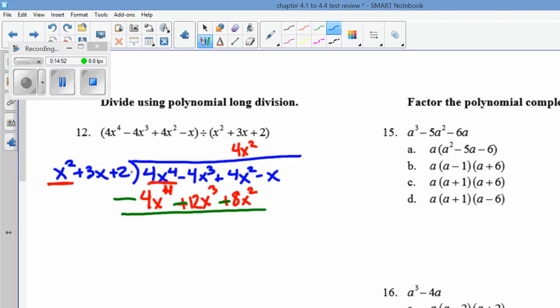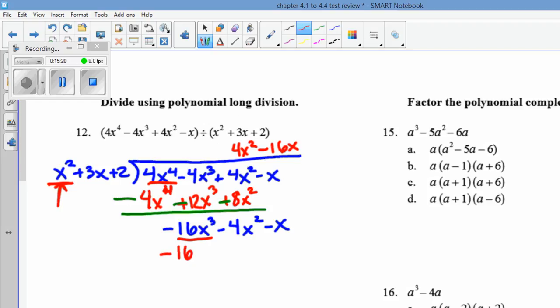Those cancel, that was the point. This is negative 16x cubed minus 4x squared minus x. So now what you're looking at is this again. You're always looking at that in this first one. What can we multiply with the x squared to make negative 16x cubed? That's negative 16x. So minus 16x.